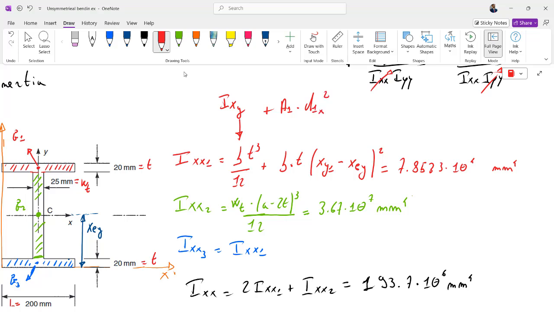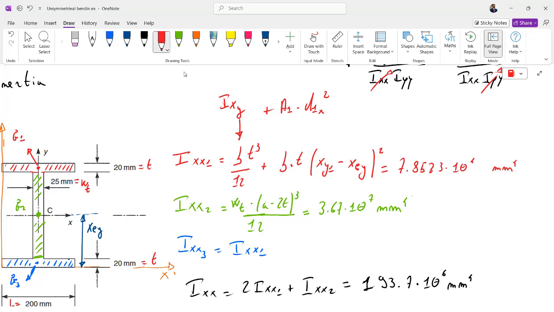So if you make this calculation, you can reach this value, 7.85 and so on, times 10 to the power of 4 millimeters to the fourth power. Ixx2 is equal, clearly, to this.